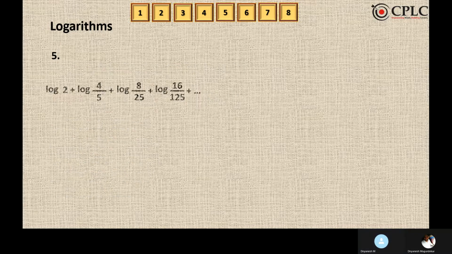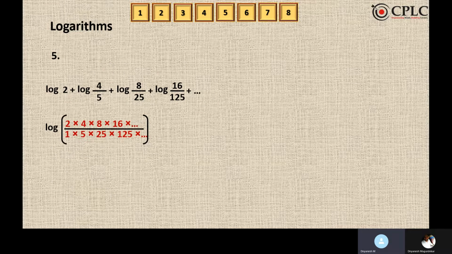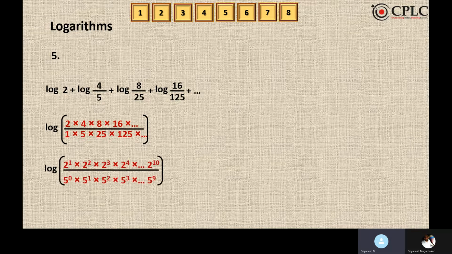Now, again, what will happen is in the log, we can't add them. We'll have to multiply. So in the numerator, it is powers of 2. In the denominator, it is powers of 5. Then laws of indices: base is same, powers are in multiplication, then the power should be added. So in the numerator, it will be 2 raised to 1 plus 2 plus 3 plus 4, so on till 10. So 1 to 10 ka sum. In the denominator, it will be 5 raised to 0 plus 1 plus 2, so on till 9. That is 1 to 9 ka sum.